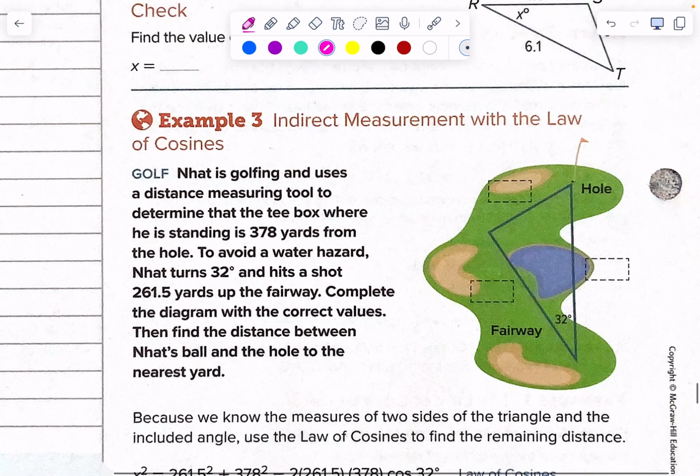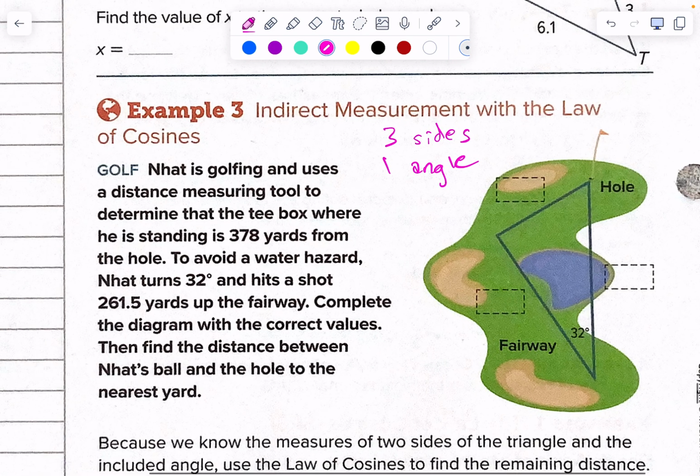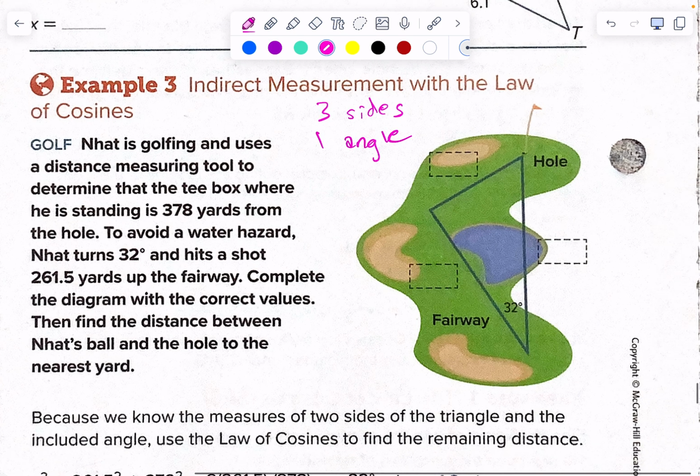Here we go. Law of cosines: 3 sides, 1 angle. They give us a triangle here, but it isn't labeled, so I've got to read the paragraph. This person is golfing and uses a distance measuring tool to measure from the tee box where he is standing. He's standing at the 32 degree angle, way far away from the hole. The distance from where he's standing to the hole is 378. So which side of this triangle is 378? The right side is 378.